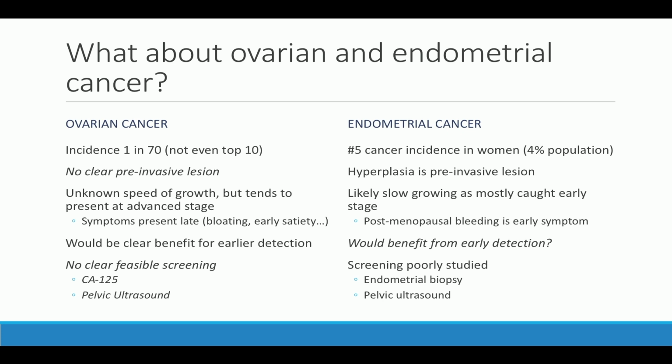We know that women who have ovarian cancer caught early at stage 1 do much better than women caught at stage 3 or 4, as most women are. But there's no clear feasible screening, and we'll talk about some of this data.